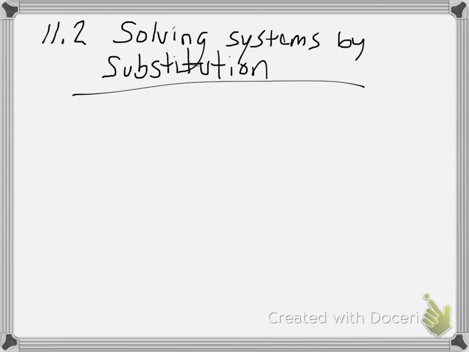11.2 is solving systems again, but it's using algebra instead of graphing. So on the substitution, there's three different ways we can solve systems. We can graph them, we can solve them through substitution, and we can solve them through elimination. And so elimination is 11.3 and substitution is 11.2.